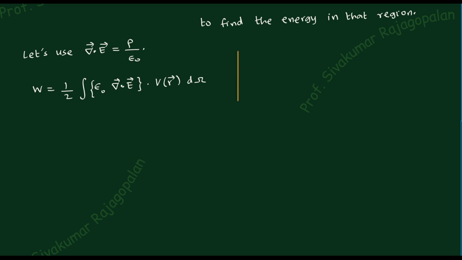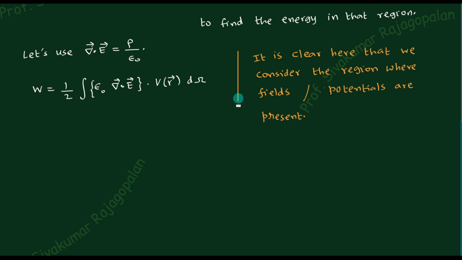Therefore, I would like to write down whatever I explained for the time being. So this is what I have explained. We are going to consider only the region where the fields and potentials are present, without worrying about the charges. That's the meaning of what I have written. And once that is clear, let us now simplify this expression using some kind of product rule. So let us see which product rule is useful.